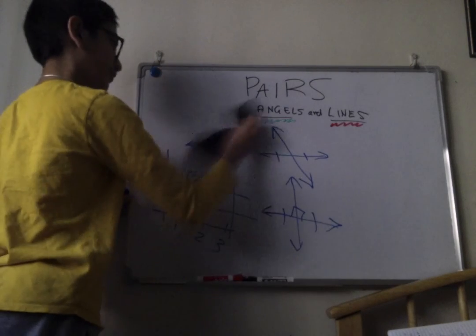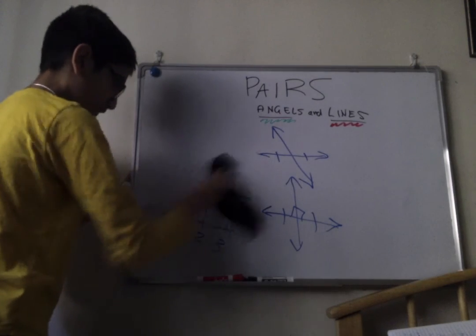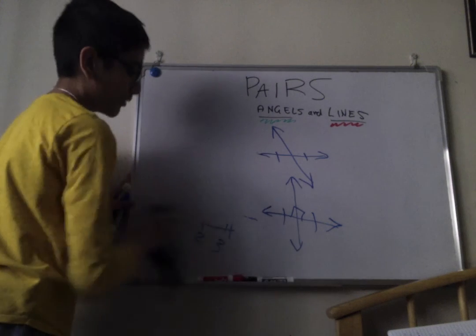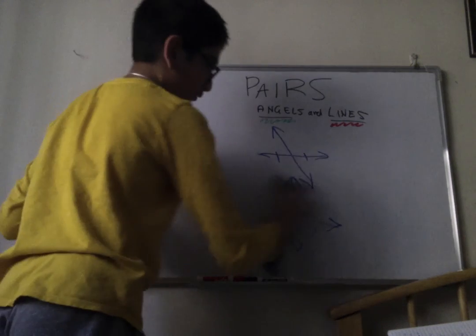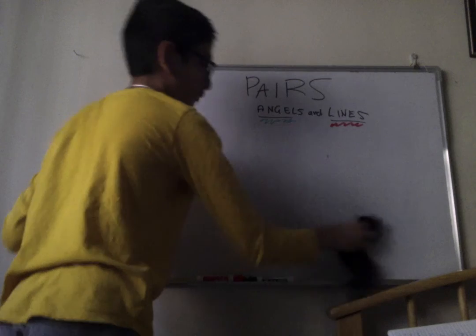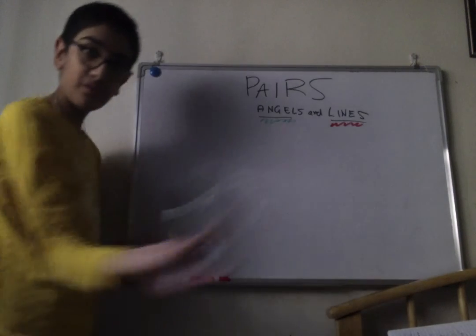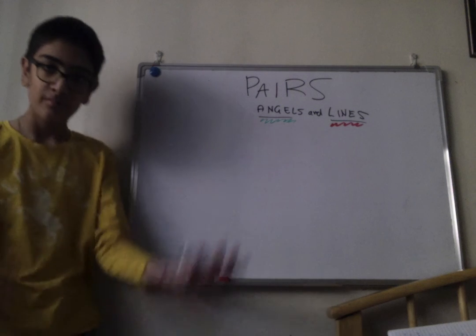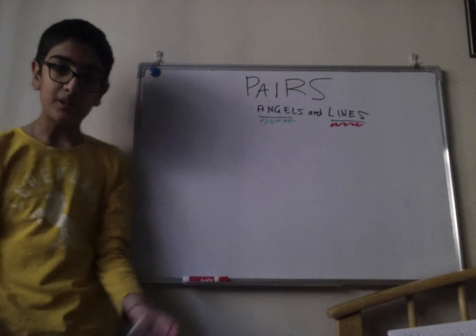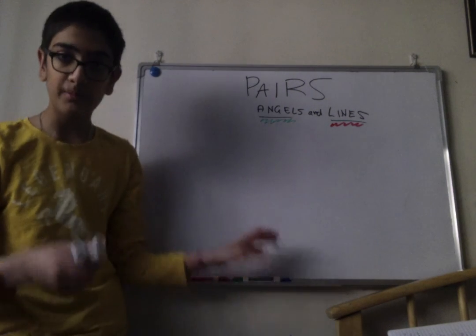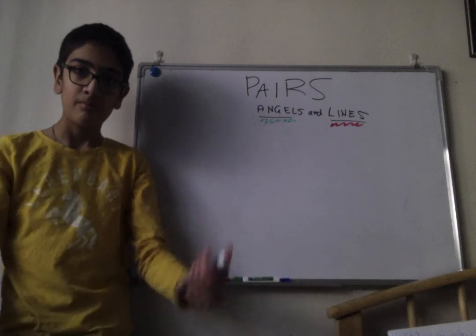So, what did we learn? We learned about pairs. Pairs of what? Angles and lines. Like these two. They're the same color. These two, they're not the same color, but they're the same. They're two.